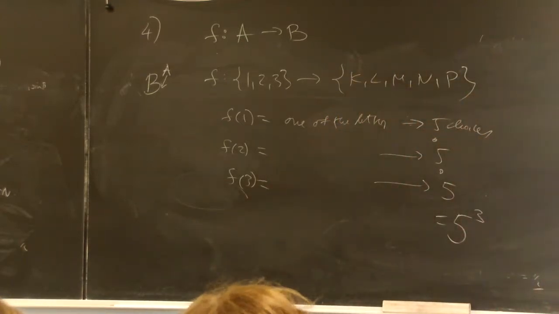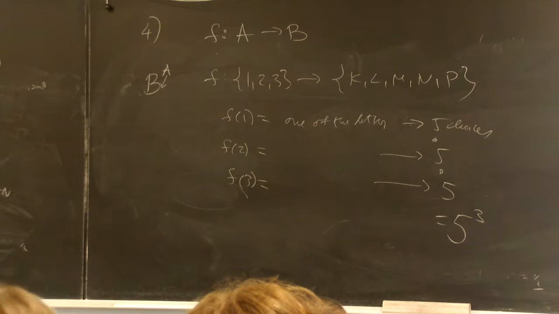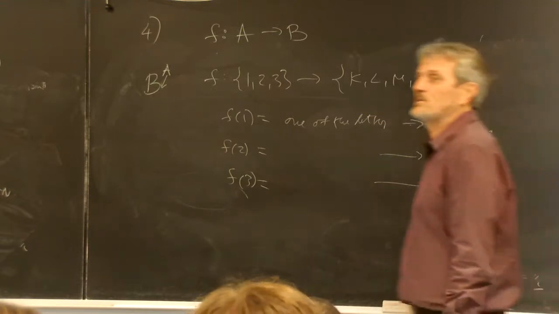And is there part B? No. So if I ask how many one-to-one functions are there, what is the difference then? 5 times 4. 5 times 4 times... Exactly. Whatever you choose earlier cannot be then used later on.